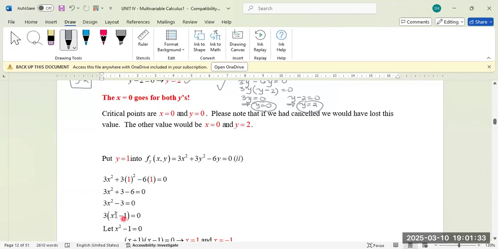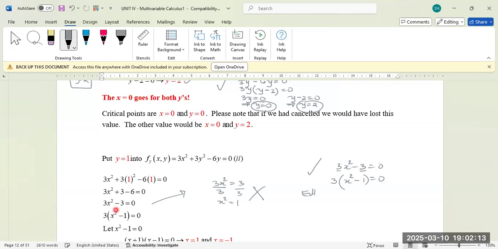So again, what we're not doing here is to say 3x squared is equal to 3, divide both sides by 3, and get x squared equals 1. We're not doing that method. What we're doing is factorizing. So 3x squared minus 3 equals 0. We're looking to see what is common, 3. We take out the 3. What is left? x squared minus 1 equals 0.